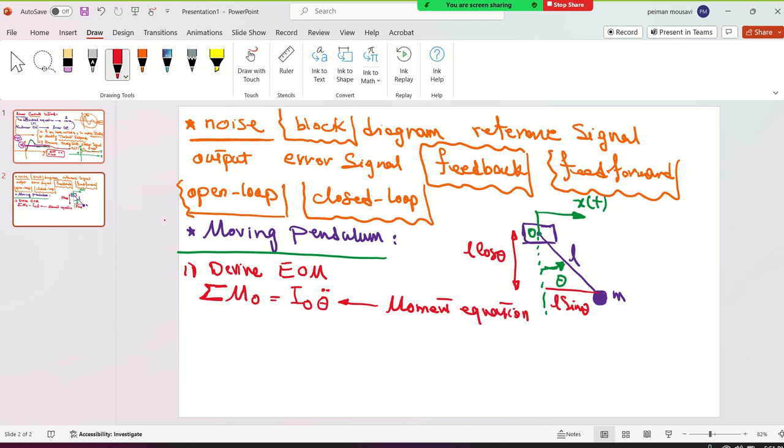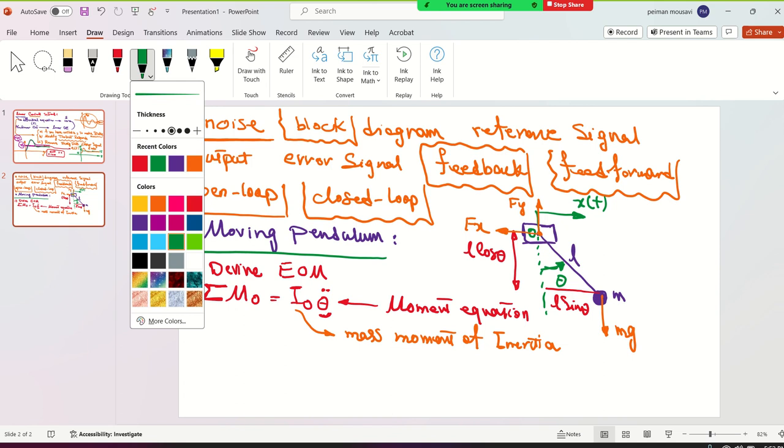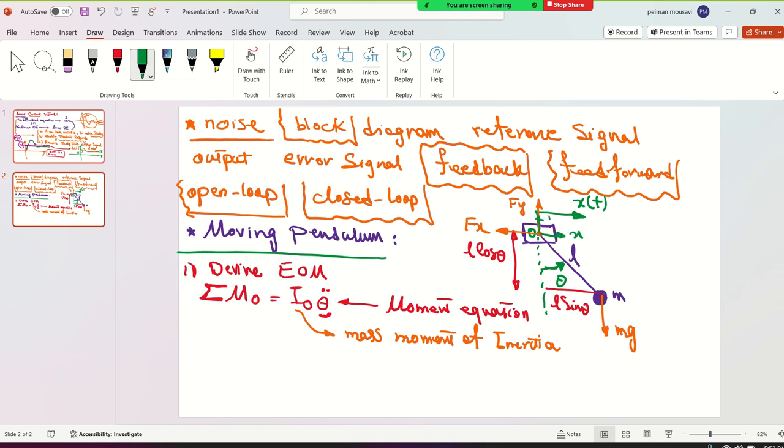Sum of moments around point O is I, the mass moment of inertia around point O, times the angular acceleration. This is the mass moment of inertia. Okay, from the dynamics course ME220, what you're going to do is plot the forces, the free body diagram: mg, and if you cut the system from here, you have a reaction force from the joint, say Fx and Fy, right? By setting up the coordinate system from the dynamics course, here x, y.